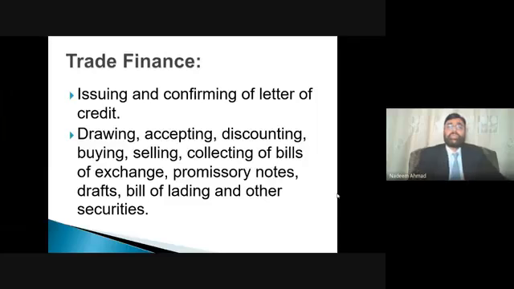Trade finance: issuing and confirming of letters of credit. It is directly related to import and export. LC, we can call it letter of credit. Then drawing, accepting, discounting, buying, selling, and collecting of bills of exchange, promissory notes, drafts, bills of lading, and other securities. Basically, this is a facility from the bank's side to the businessman and other people involved in that matter. So this is trade finance.